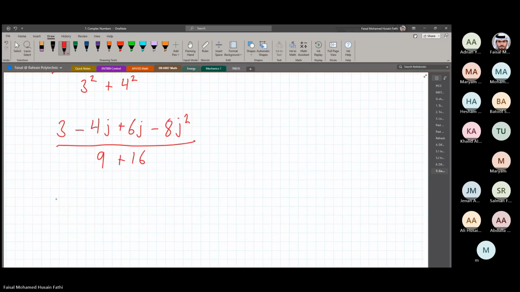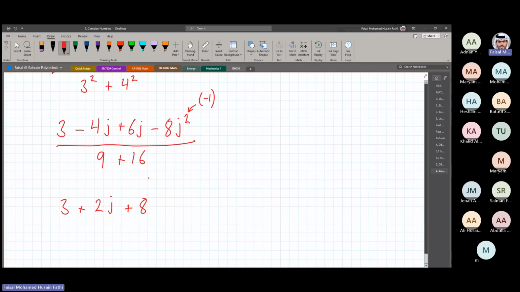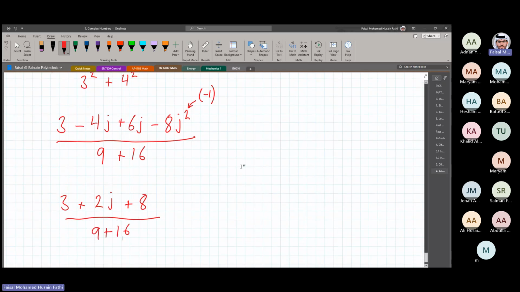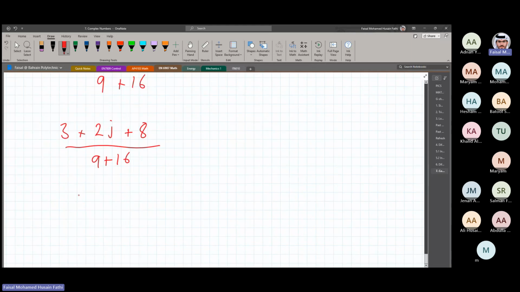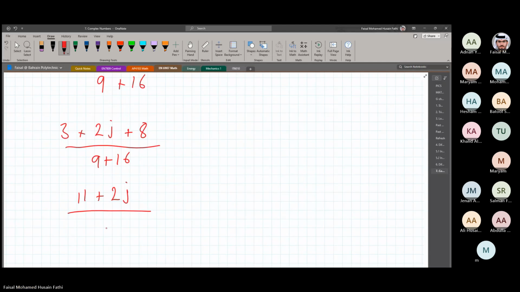So we have 3 minus 4j plus 6j minus 8j squared. If we simplify this, finally 3 minus 4j plus 6j gives plus 2j, since 6j minus 4j is 2j. Minus and minus becomes plus 8. What do I mean by that? j squared is minus 1, so minus 1 times 8 becomes plus 8. Over 9 plus 16. Finally, we get 3 plus 8, which is 11, plus 2j over 9 plus 16, which is 25. And this is our first part.